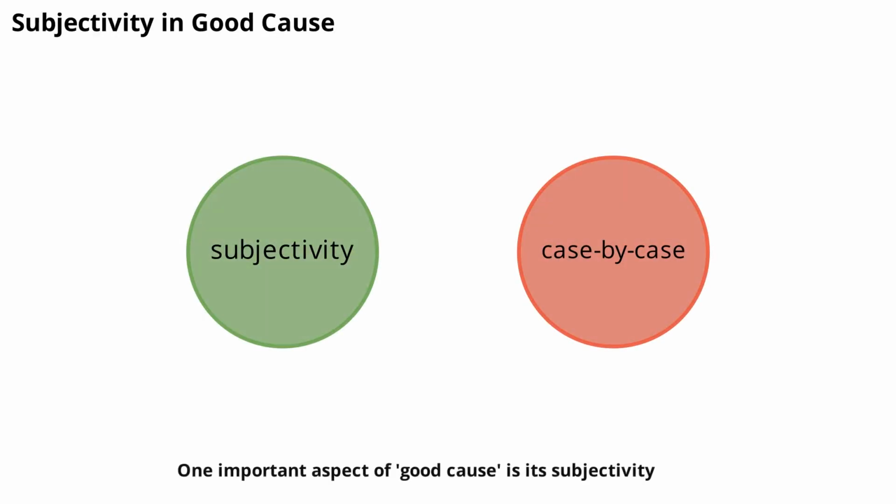One important aspect of good cause is its subjectivity. What qualifies as good cause in one situation may not in another, depending on the facts and the decision-maker's judgment. This flexibility allows for individualized assessments, but can also lead to uncertainty. That's why it's important to understand the specific criteria used in your state or by the relevant agency.